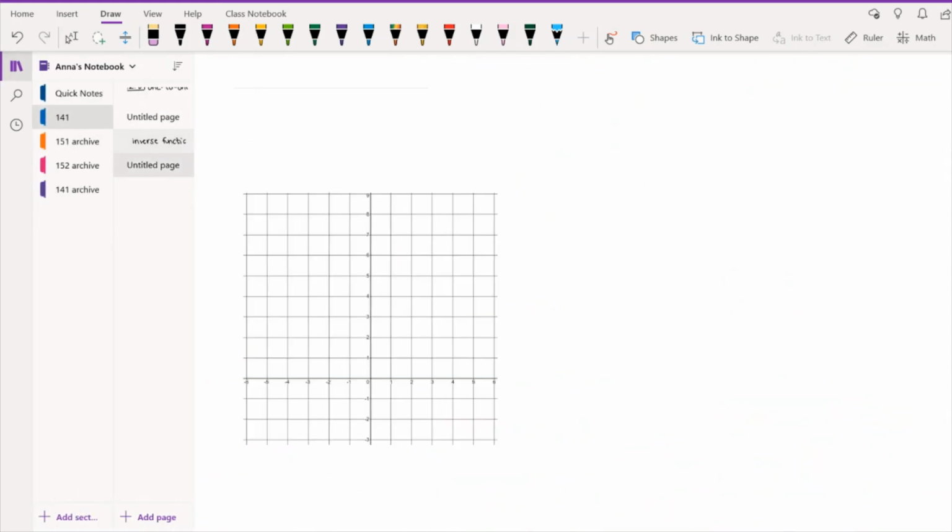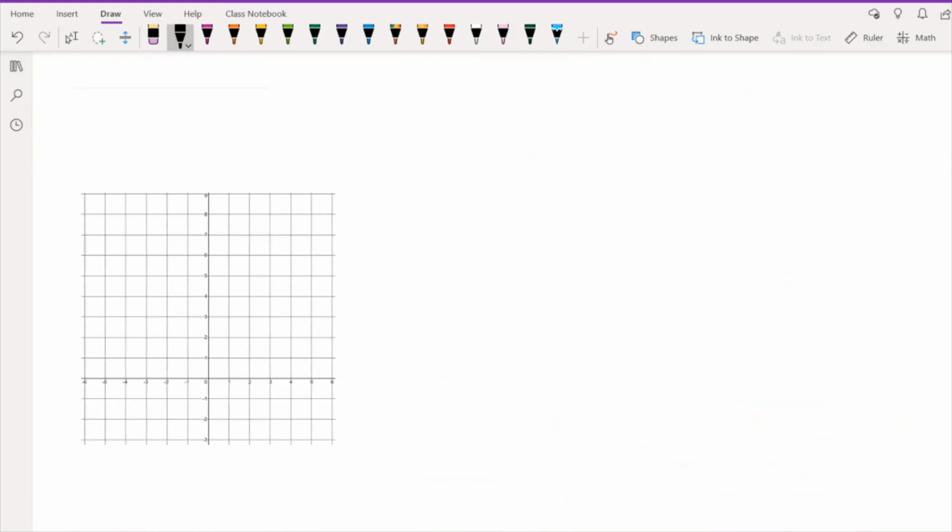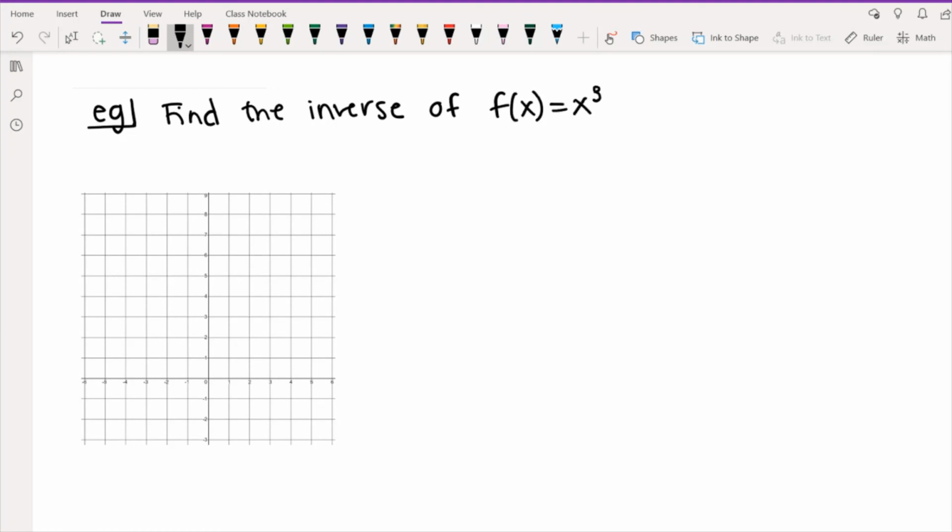So I want to do another example of coming up with the inverse function for a particular function. So let's look at the original function we're going to be looking at, which is f of x is equal to x cubed. So how do we know that this function has an inverse? Well, it's 1-to-1. We already mentioned that, but let's actually sketch the graph of it so that we can really see the fact that it is 1-to-1.